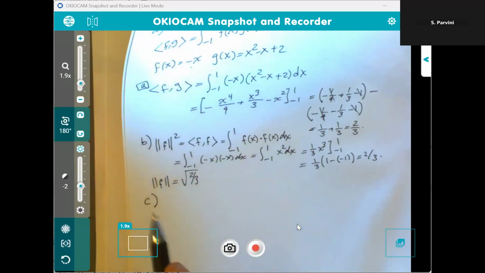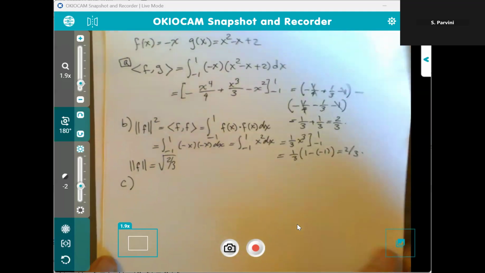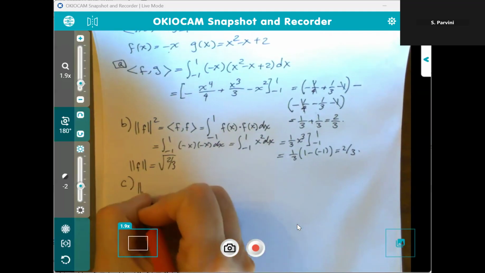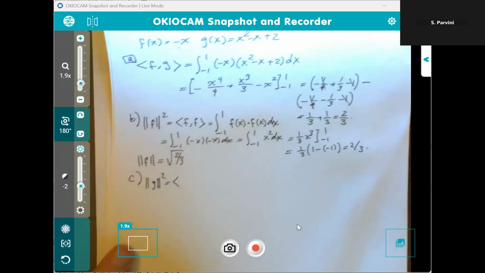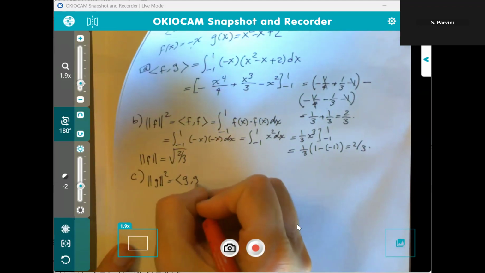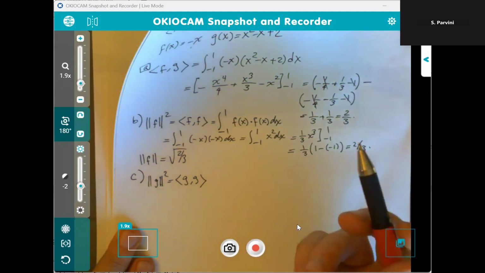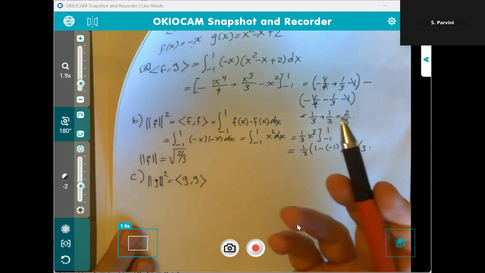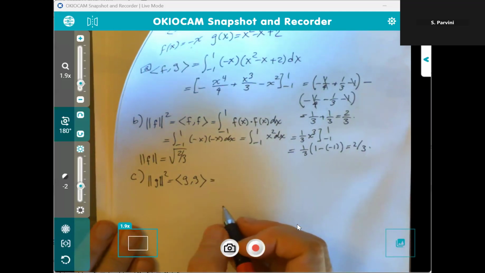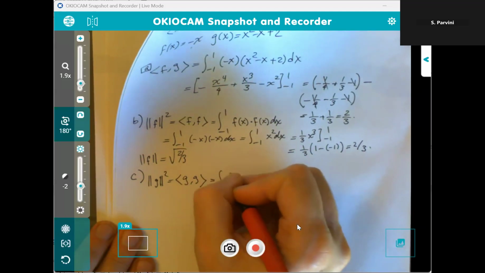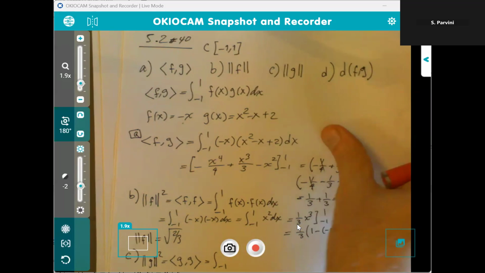In part C, we want to find the magnitude of g. So we're going to do the same thing. To find the magnitude of g, let's look at the magnitude of g squared, because we need to relate these to their inner product. Otherwise, I cannot find the magnitude, because I'm not given a vector, where you square the first, second, and third components and take the square root. It's nothing like that because we're just doing the inner product. Okay, g inner product with itself. This time, remember, g is the quadratic function x squared minus x plus 2.